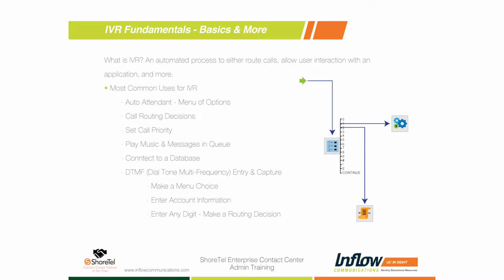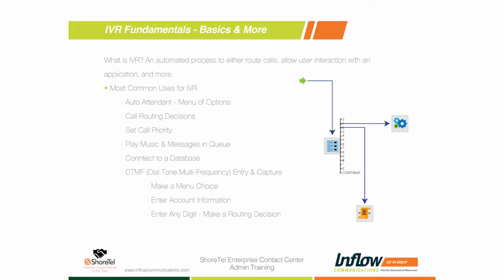Primarily, IVR is used as an auto-attendant feature to offer a menu of options. Now, when I say auto-attendant, most people think of PBX, but IVR can absolutely be configured to be your auto-attendant. We use auto-attendant and IVR to make call routing decisions. So if I do press 1, 2, or 3, I know where to route that call. We can also use IVR to set a call's priority.